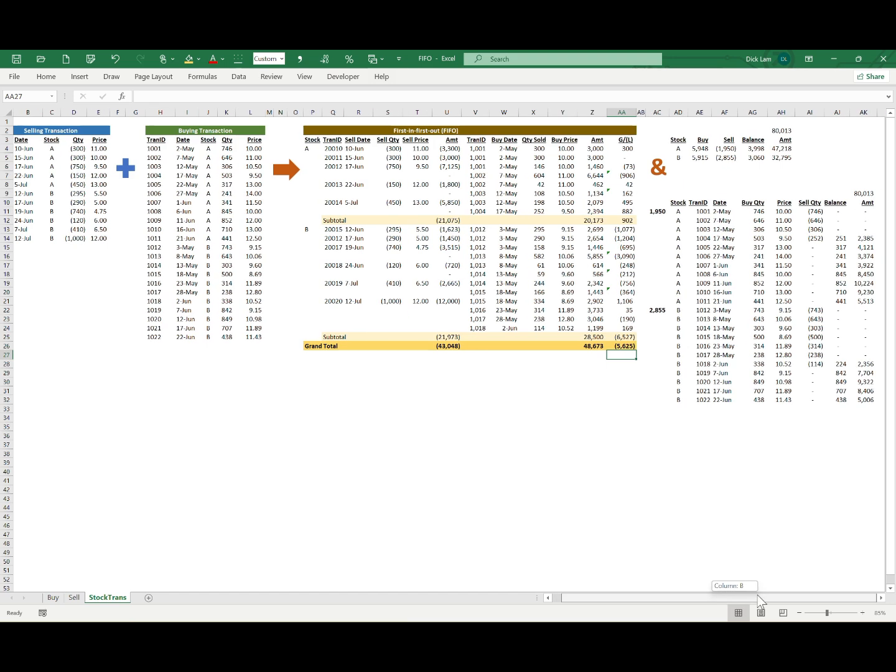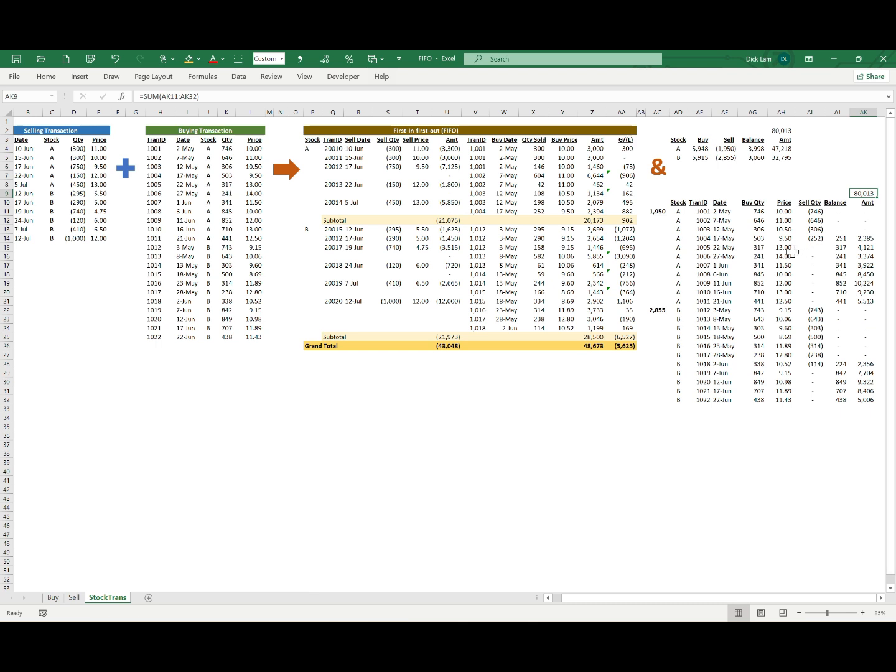Then we also present the inventory of stock A and B. For stock A, how much have we ever bought? 5,948 shares. And then how many did we sell? Around 1.9 thousand. So we have an inventory of 3,998 shares. For B, we have an inventory of 3,060 shares. And the inventory amount is also based on the FIFO calculation. This is the inventory breakdown. Actually, this is the buy-in quantity left over for the inventory accumulation. So you see that the total inventory amount is around 80,000.